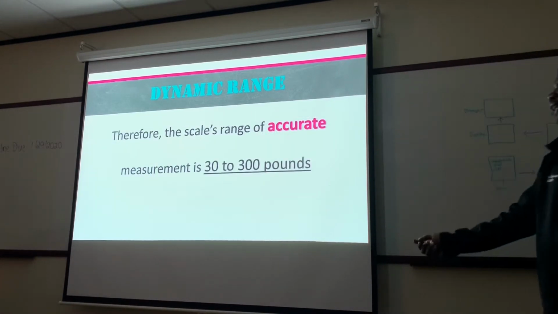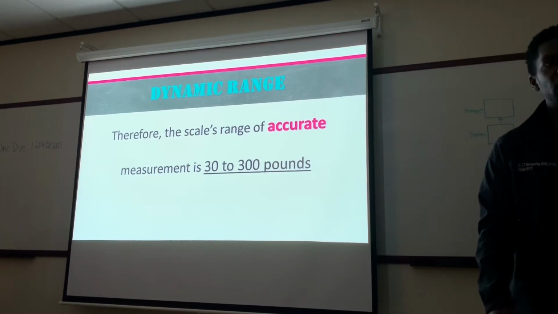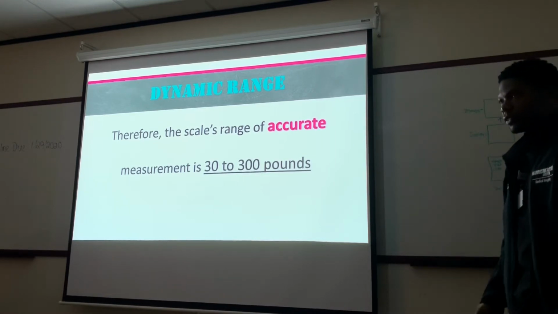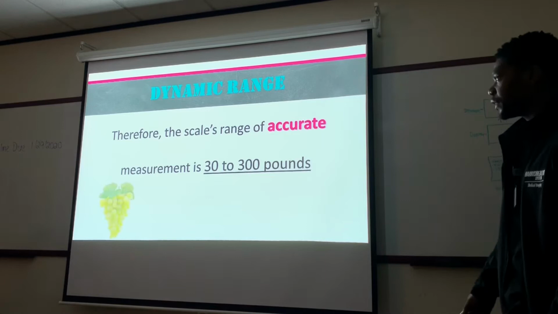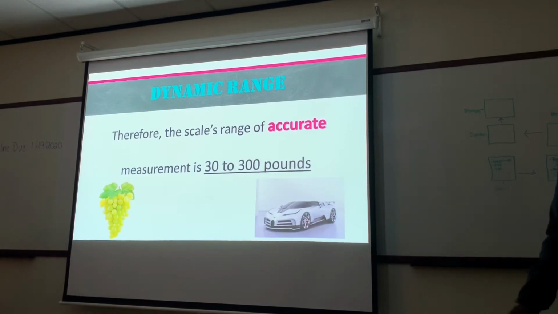Therefore, the scale's range of accuracy is from 30 to 300 pounds. I'm only going to get accurate measures between those numbers. We're all safe in here; we can get on this scale and get an accurate measurement. This system is between 30 and 300 pounds. That's our dynamic range. Grapes are too light; we need a different scale for that. Or, like the book says, a car is too heavy. It's not going to accurately measure these things. But this scale can accurately measure an average person.